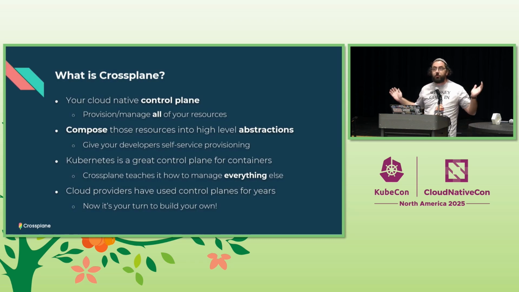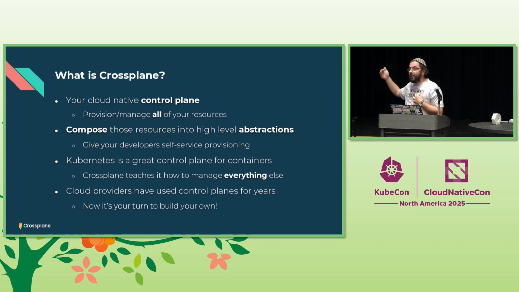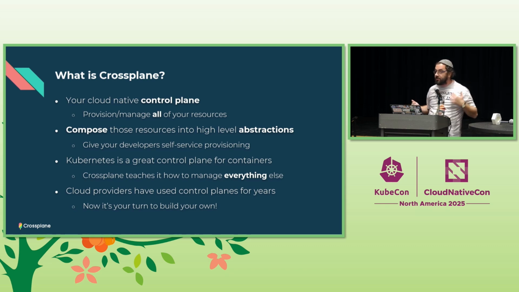So quick overview, what is Crossplane, right? Crossplane is the cloud-native control plane. It really allows us to provision and manage all of our resources. It brings the paradigm of Kubernetes to everything, basically, making it extremely powerful.